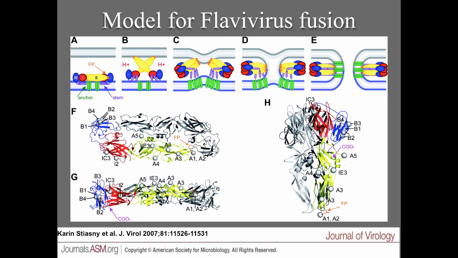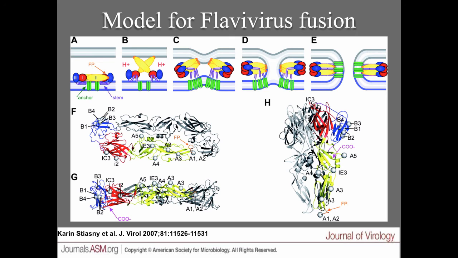So here are the dimers. And then at low pH, you get sort of a rearrangement, and this little orange dot up here is a hydrophobic fusion loop that inserts into the membrane of the target cell. And then these things form these trimers, sort of rearranging to bring the 2 membranes together. This is all driven by thermodynamics and what's the most energy favorable state at a certain pH.